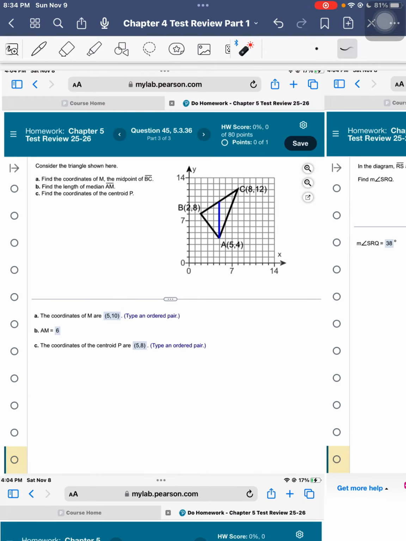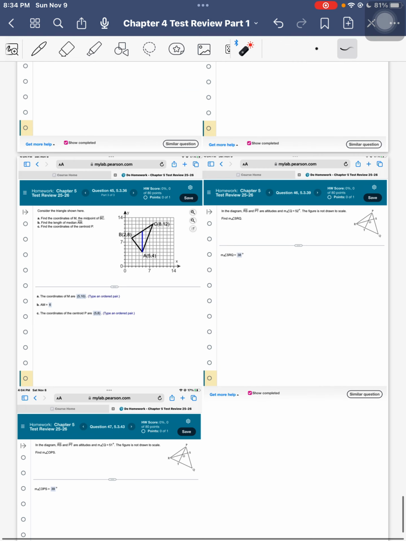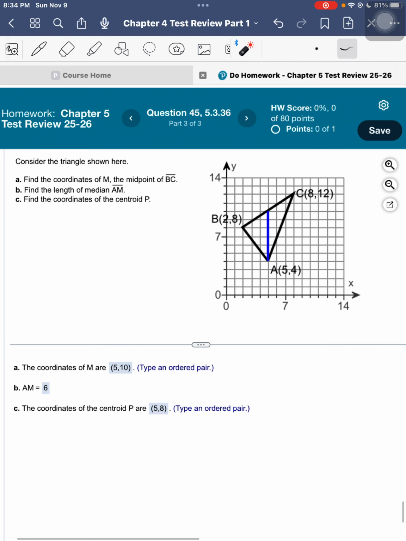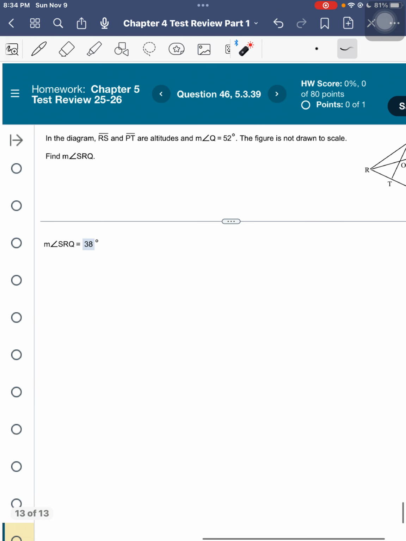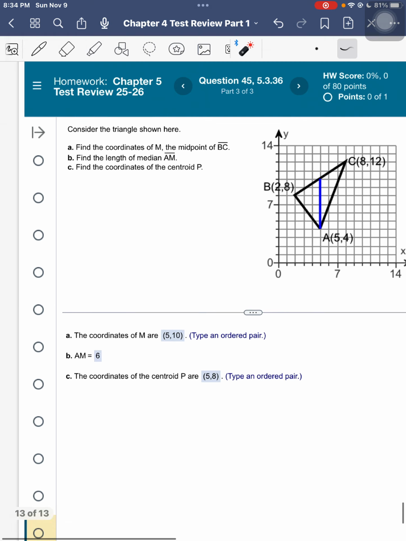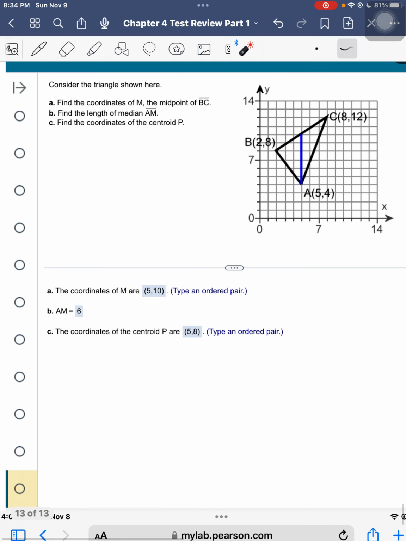Okay. 45. Okay, I'm going to go back to this one. I just want to do the last two. Actually, no. Okay, that's fine.